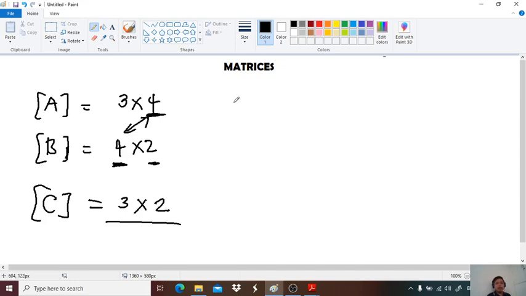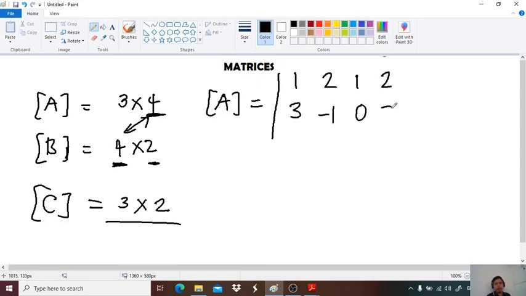So let's say, for example, matrix A is 3 by 4. So we have 1, 2, 1, 2. So we have 4 columns. 3, negative 1, 0, 3. Then we have 4, 6, 1, 5. So this is matrix A with 3 by 4, so 3 rows and 4 columns.